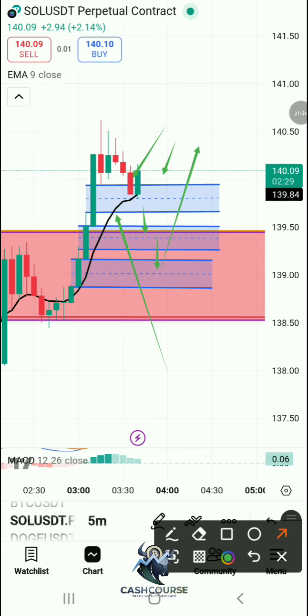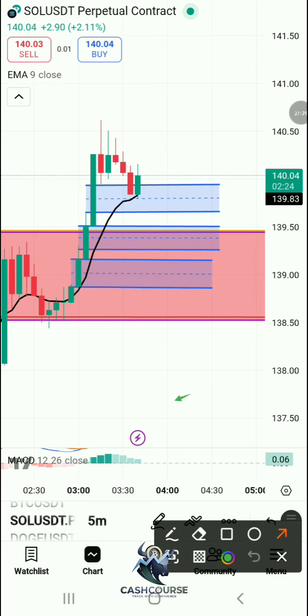But what is going to be our guide for now is this MACD over here. The MACD is still printing a weak bullish move in the market, which means that this candle might just be a green candle in the midst of red candles.